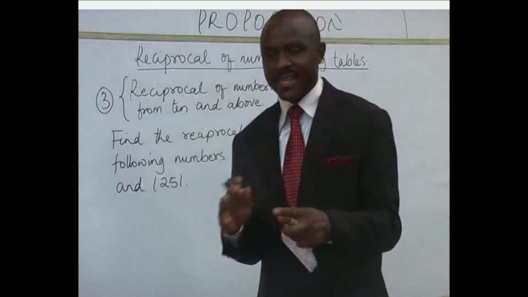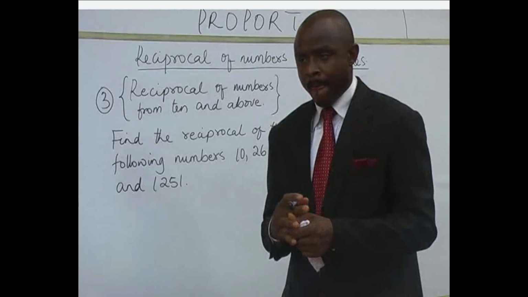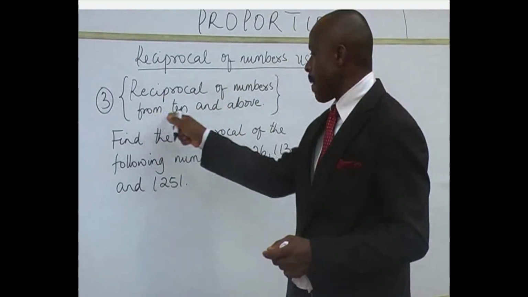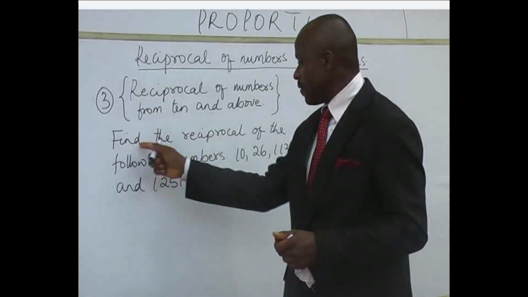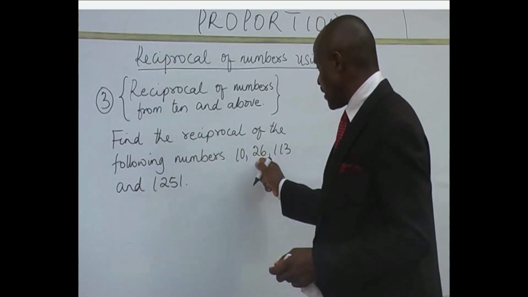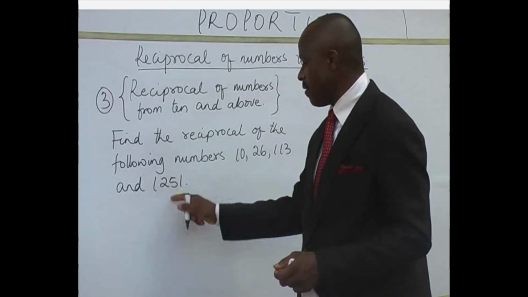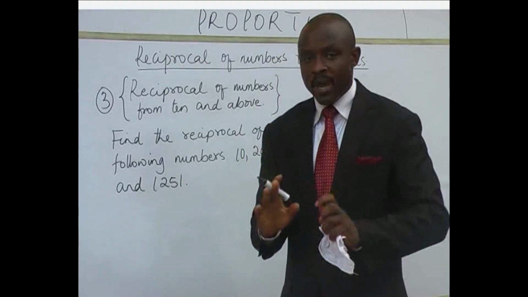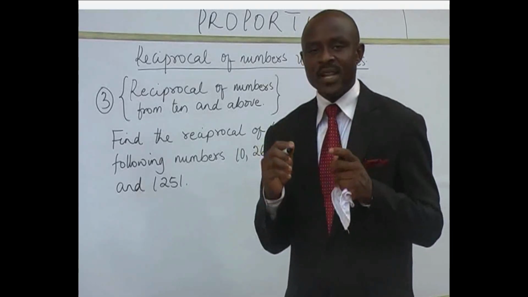Now we are into the last part of reciprocals of numbers, and the last part is reciprocal of numbers from 10 and above. We are asked to find the reciprocal of the following numbers: 10, 26, 113, and 1251. With these 4 questions, you will be able to know how to find the reciprocal of numbers that are between 10 and above 10.